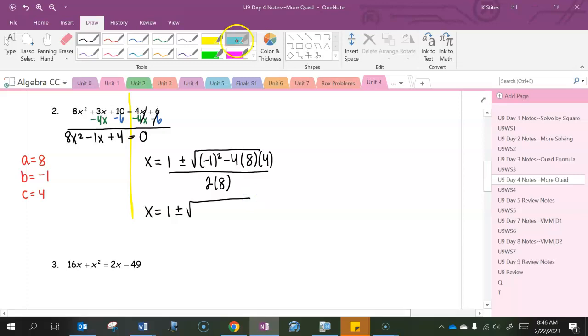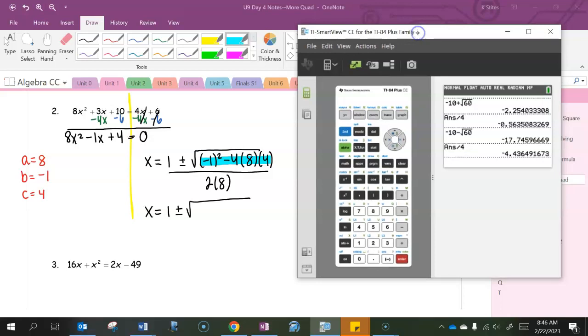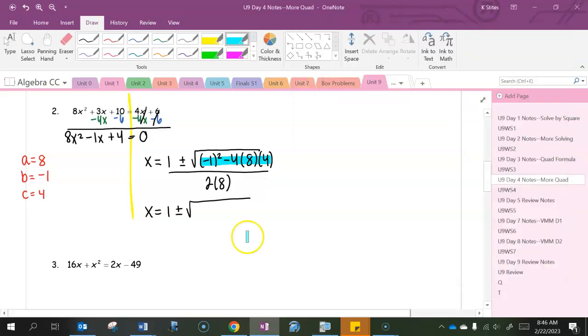And next we're going to evaluate the discriminant. So that's this guy right here. We're going to type that in. Negative 1 squared. Notice the parentheses. Minus 4 times 8 times 4. And that is a negative 127. All over 2 times 8 is 16.